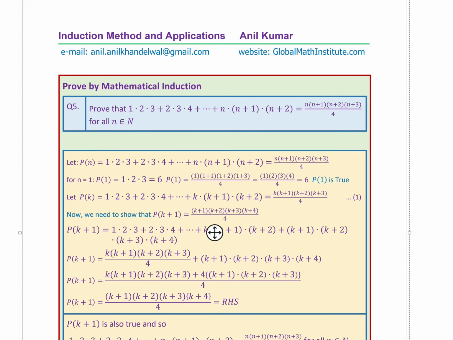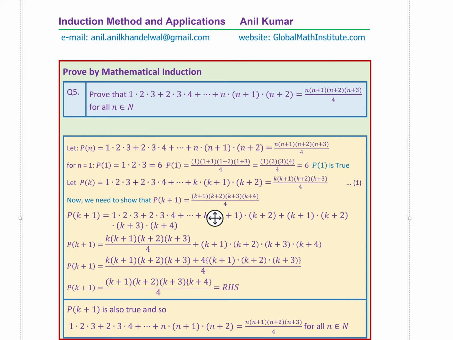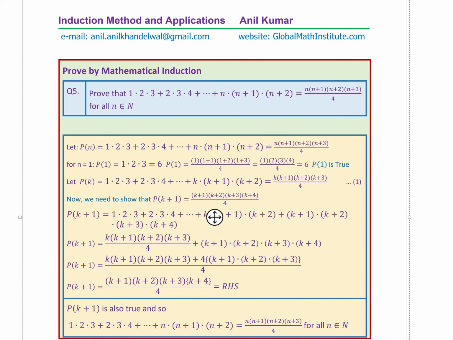Here is question number 5. Now in question number 5, I'd like you to read the question, understand the strategy, and then we'll look forward into its solution. Question number 5 is, prove that 1 times 2 times 3 plus 2 times 3 times 4 plus so on, n times (n plus 1) times (n plus 2) is equal to n times (n plus 1) times (n plus 2) times (n plus 3) divided by 4. Right? Kind of average of the four values. So that is what we're looking into, right?